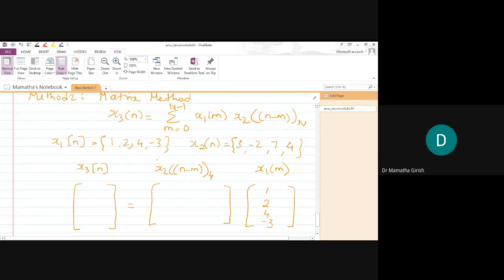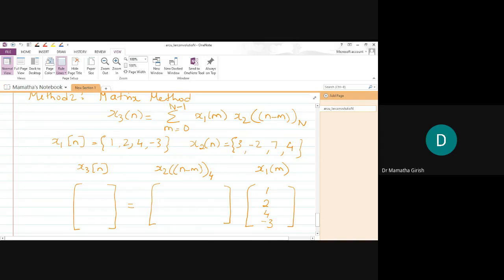Next, what is this? x2 of n minus m modulo 4. See, while using the concentric circular method, what was the first step here? The first sequence was maintained as it is. The second sequence was plotted in the clockwise direction because the value of n is 0. Means what happens? x2 of minus m modulo 4. So what I must do? I must write the sequence horizontally in the time reverse format.